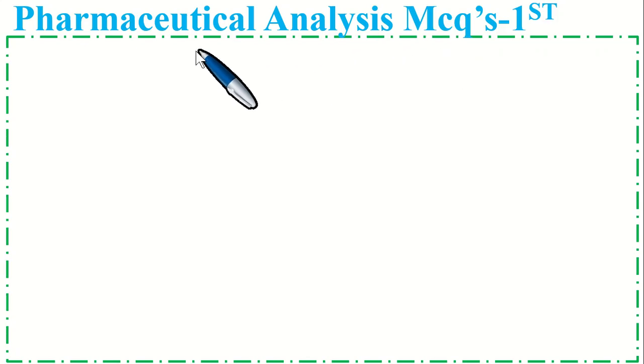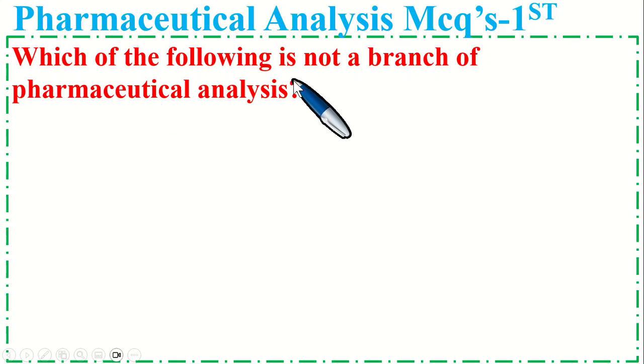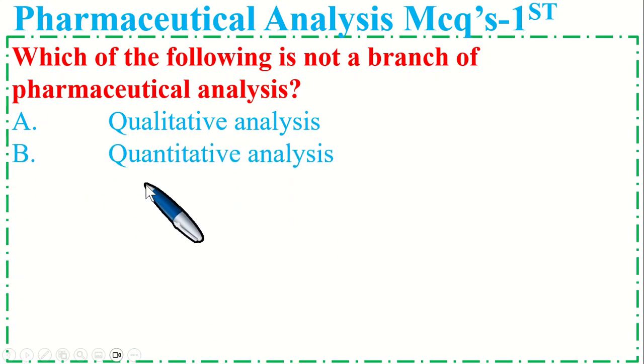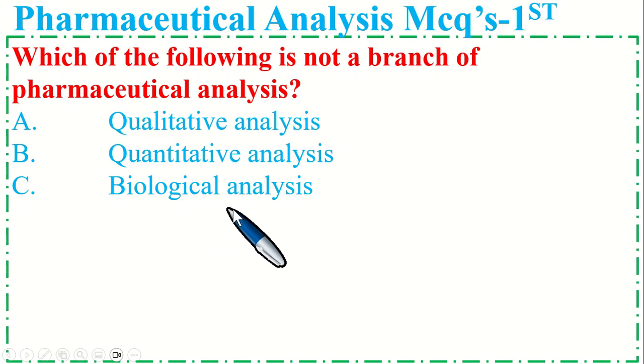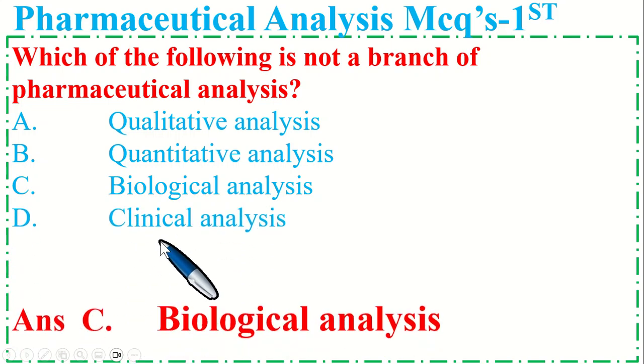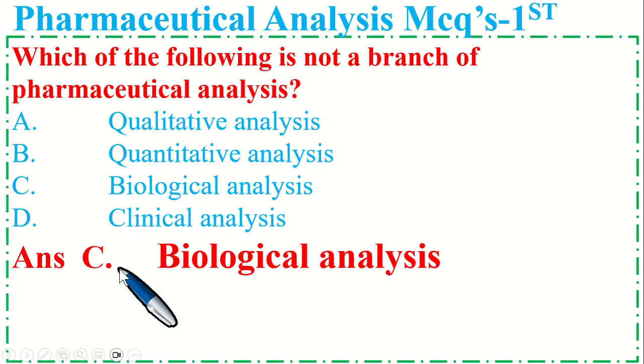Here we will discuss pharmaceutical analysis MCQs, part one. Which of the following is not a branch of pharmaceutical analysis? Option A, qualitative analysis. Option B, quantitative analysis. Option C, biological analysis. And option D, clinical analysis. So the correct option is C, biological analysis.